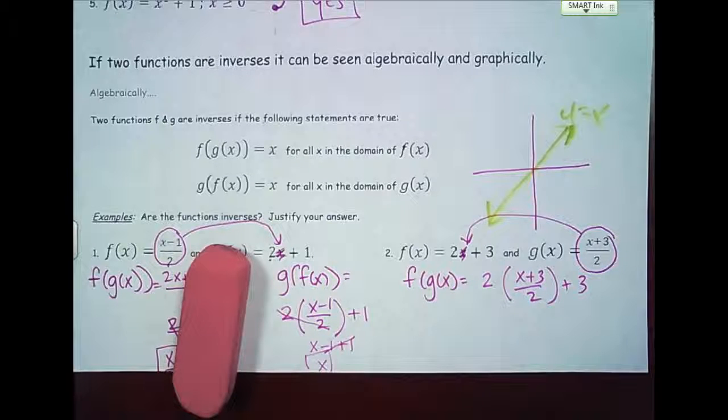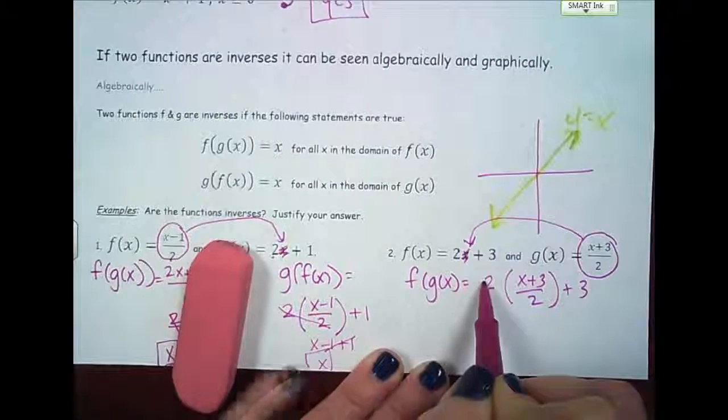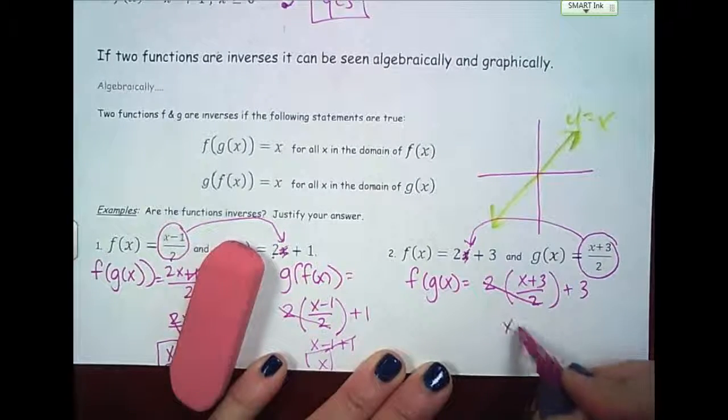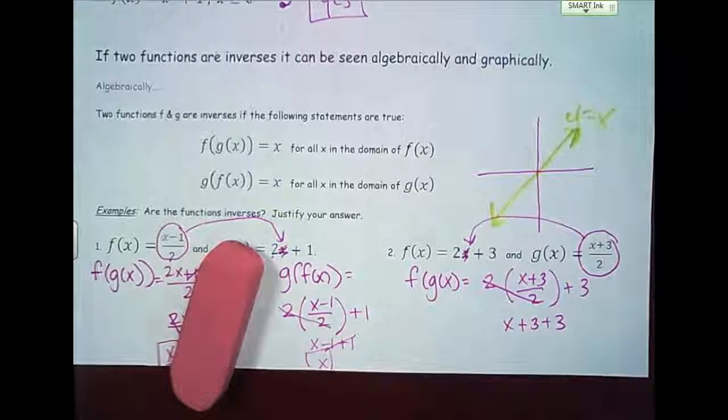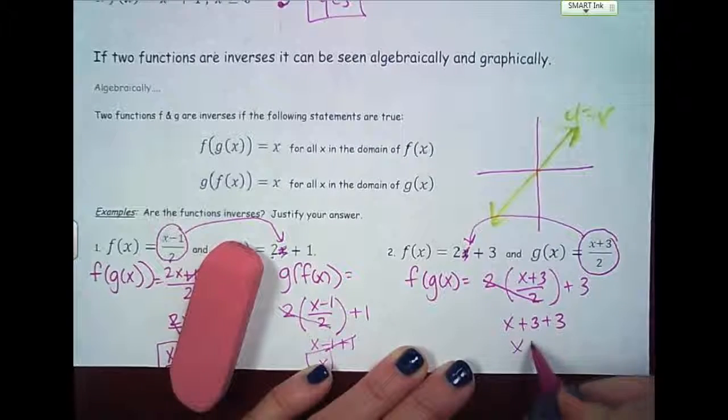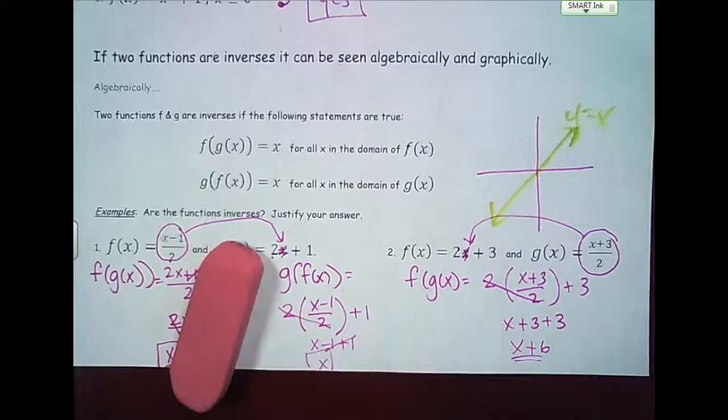Okay, what happens to the 2's? They do what, guys? Cancel, and you're left with x plus 3 plus 3. Wait a minute. Are they going to cancel? No. You end up with x plus 6. So you can actually just stop. Are they inverses of each other? No. If you get x, you have to do it both ways.